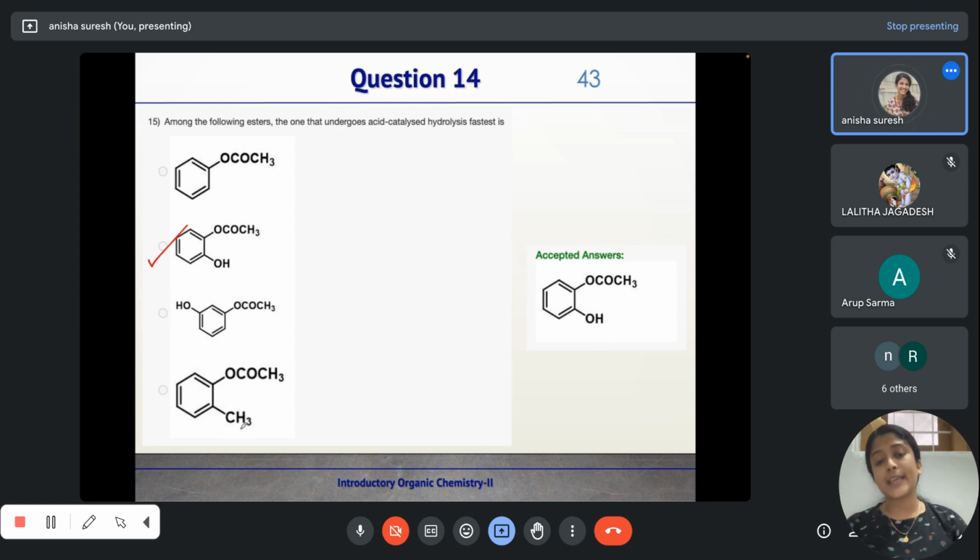And if CH3 is present, then it will be electron releasing in nature. If it is electron releasing, the electrophilicity of the carbon will decrease. The delta positive charge will decrease because of the electron releasing CH3. So here the carbon is less electrophilic. So we have seen that for acid catalyzed hydrolysis to be fastest, the electrophilicity of the carbonyl carbon should be more and the leaving group should be more stabilized.